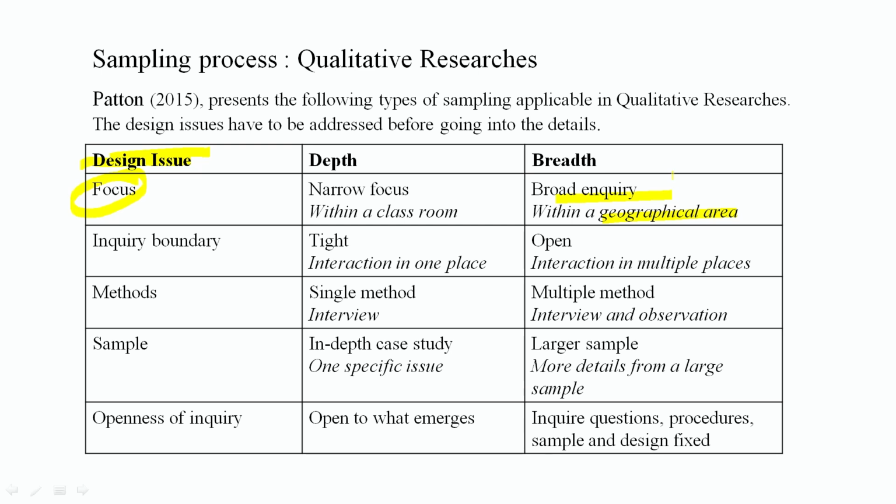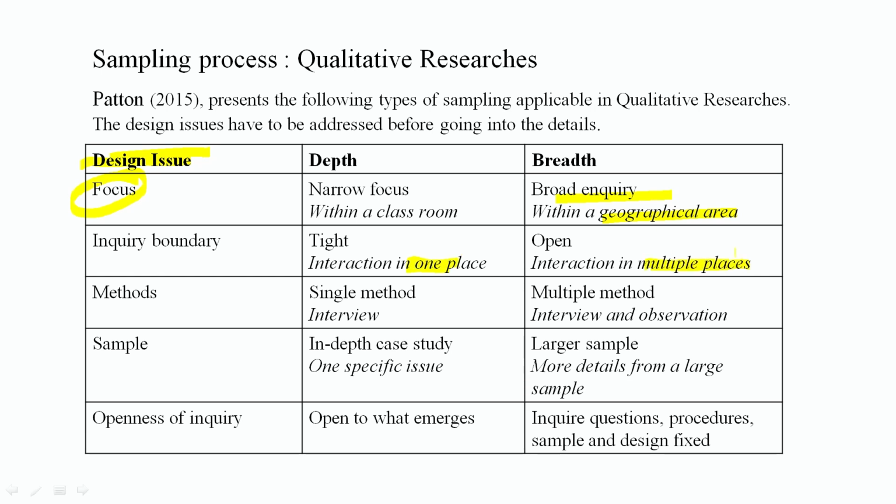So first you have to identify the focus. Like in a camera, we adjust the lens, that is for zooming. So here you have to fix that boundary. Second one is tight or open. Here the interaction is taking place in one place or multiple places.